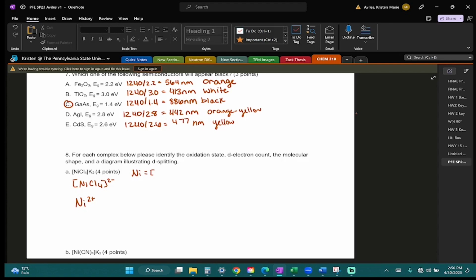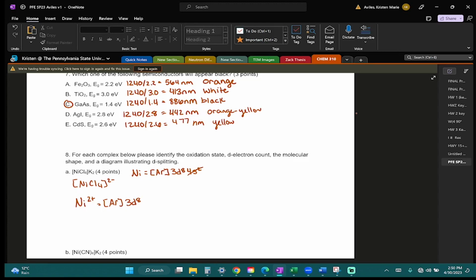If I look at nickel's electron configuration, it's argon 3d8, 4s2. If it's 2+, which electrons am I removing, my s or my d first? My s electrons, they stick out further, they have a higher quantum number, they're easier to remove. So this means my electron configuration is just 3d8, so I have 8 d electrons.